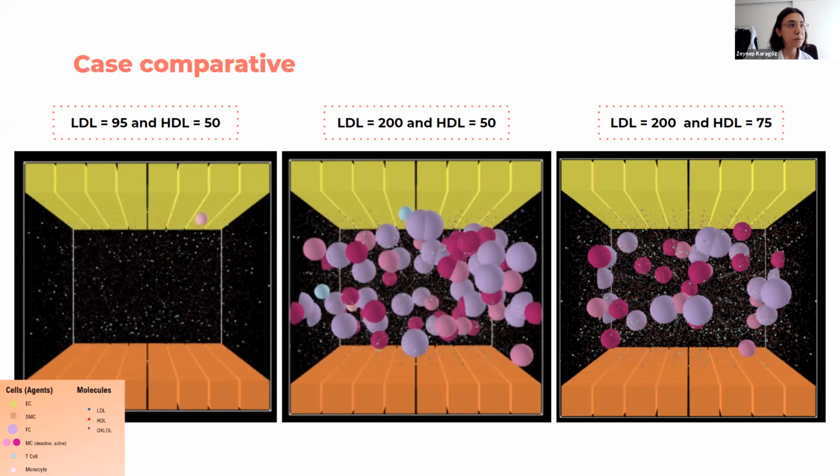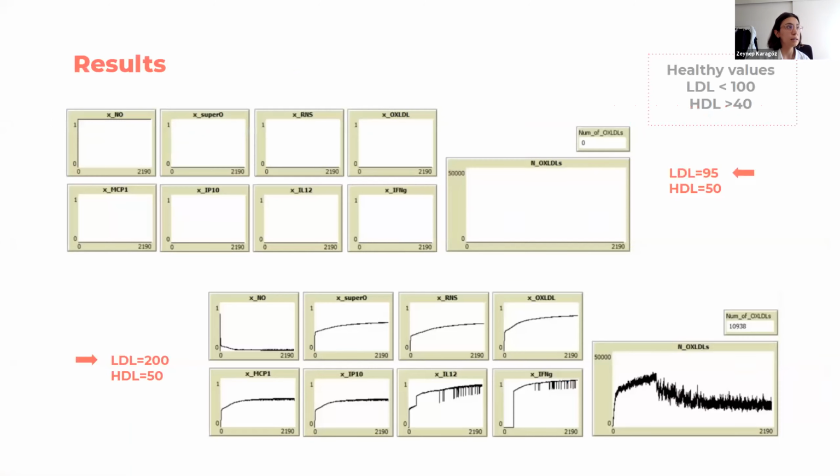And similarly, we saw some accumulation when we set the LDL to 200 and HDL to 75. But interestingly, in this case, having the HDL higher actually resulted in a lower accumulation of ox-LDL, macrophages, and foam cells. So this was an interesting result from the simulations. And we actually see the same thing in the graphs.